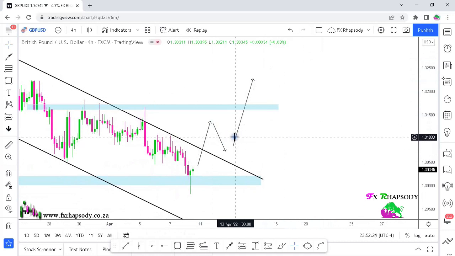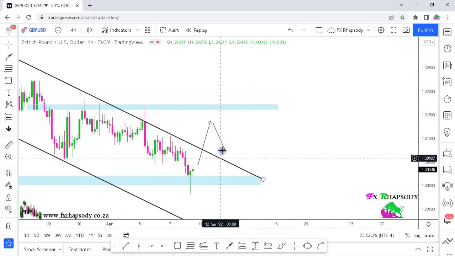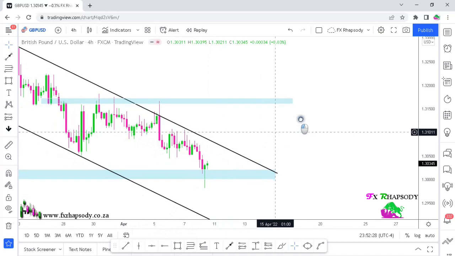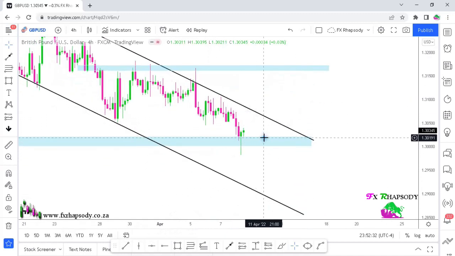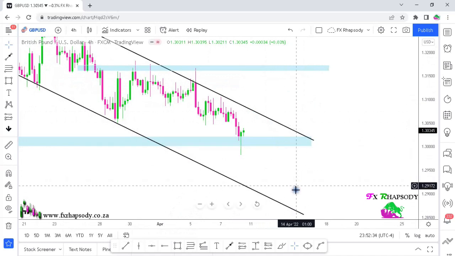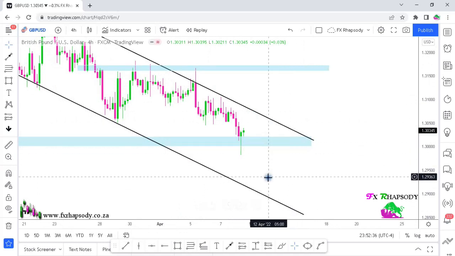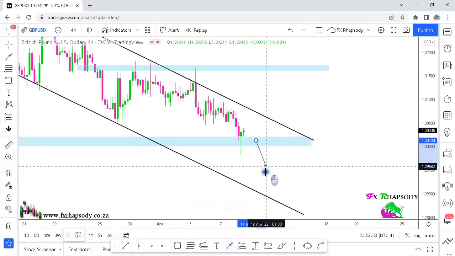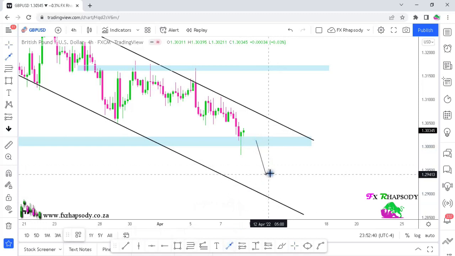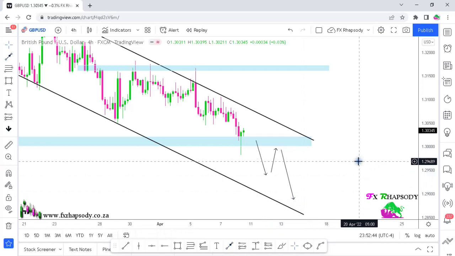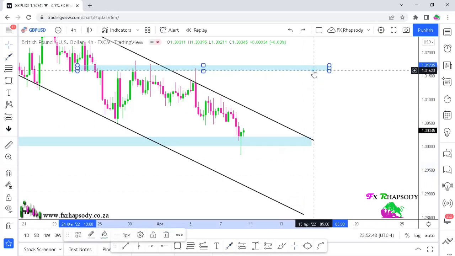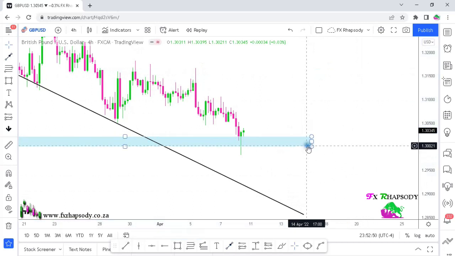But before that, let's see what happens. Price can again just tap that trend line, come down, respect this area, and break to the downside. Once it breaks through this area over here, then we know we carry on to the downside. But currently, it's a waiting game. Patience, guys. I've said it a couple of times, patience is key. Don't just rush into trades. Just wait and see what the market gives you.